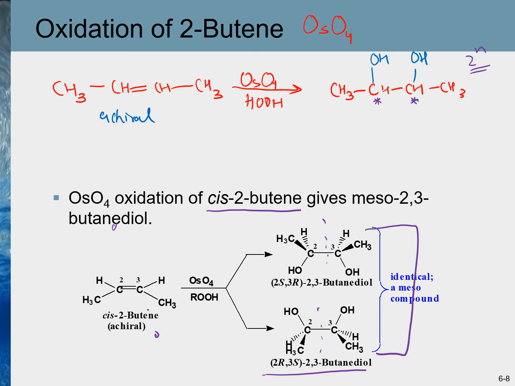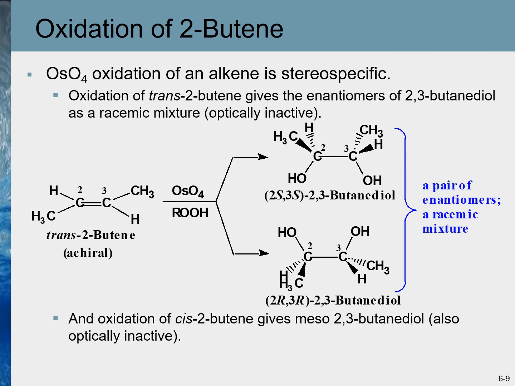So what we can see here is that if we start from cis-2-butene, we will get a meso 2,3-butane diol. Applying the same concept in case of trans-2-butene, we will notice that in this case there is no plane of symmetry and the 2 outcomes are mirror images of each other. So therefore in this case we get a pair of enantiomers which are a racemic mixture. So 50% one isomer and another 50% the other isomer.